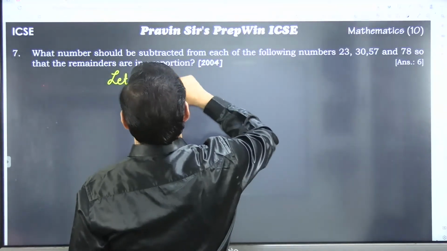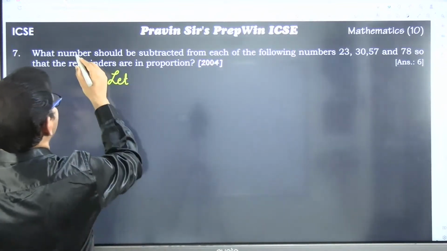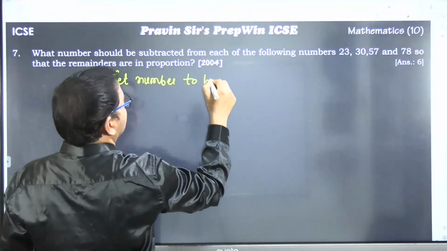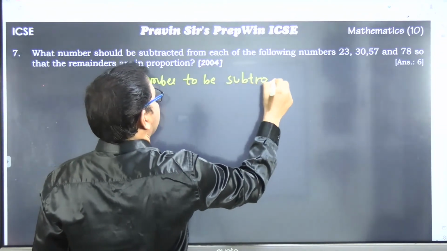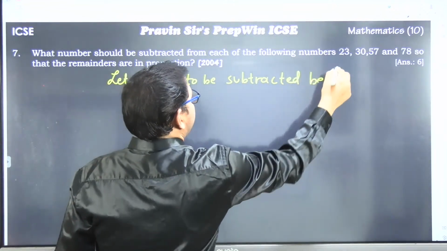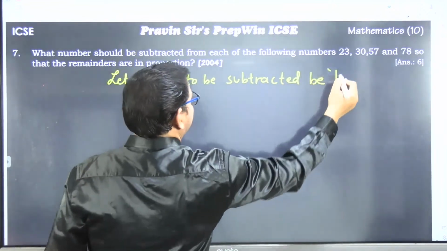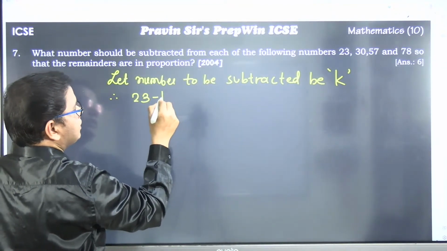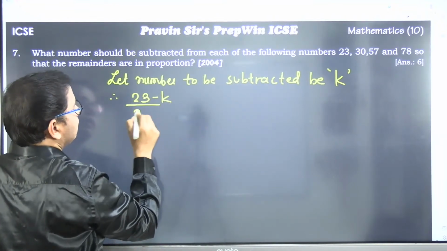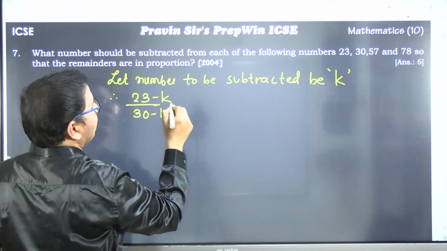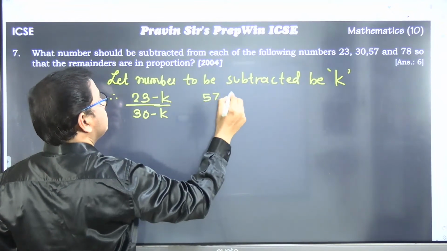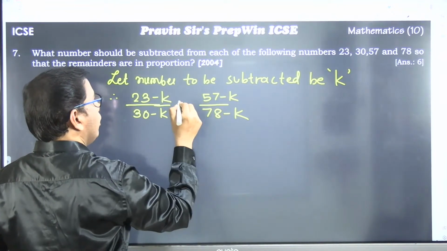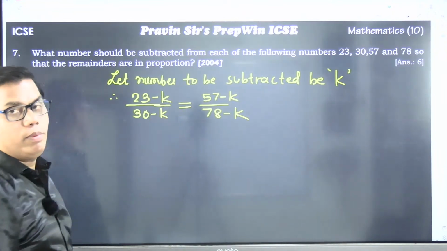और I will frame a sentence in this way कि k last में आएगा. Okay, let the number to be subtracted be k. Okay, k नंबर को मैं subtract करूंगा. Right, therefore first number is 23 minus k subtracted, 30 यहां से भी k को subtract किया, then 57 k से subtract किया, and then 78 here also subtracted by k. When you subtract this, now terms will be in proportion.